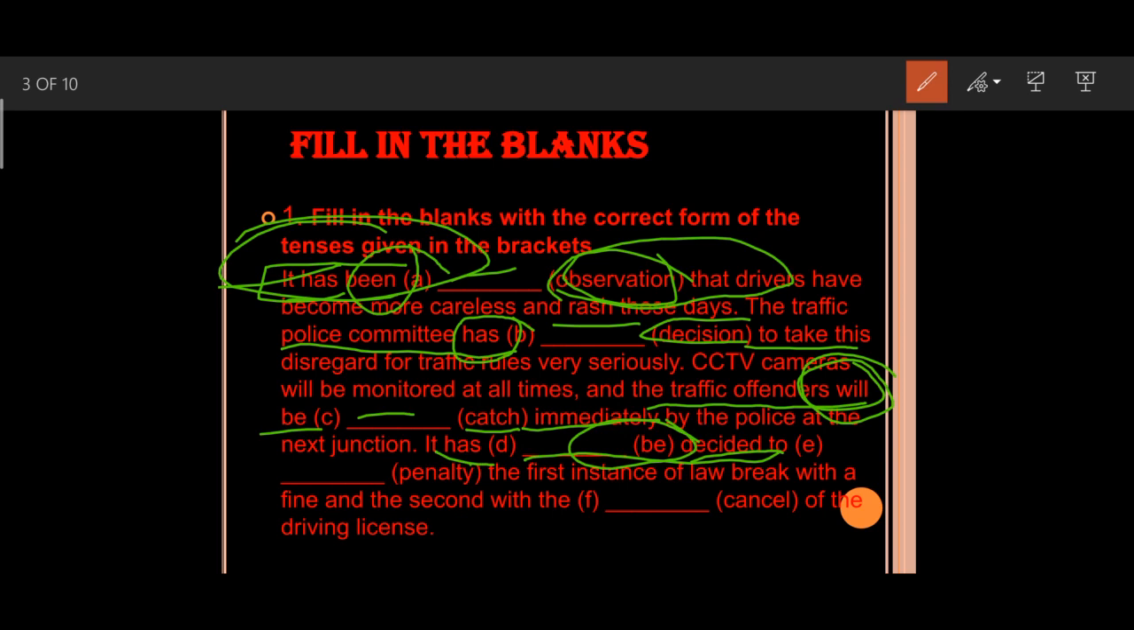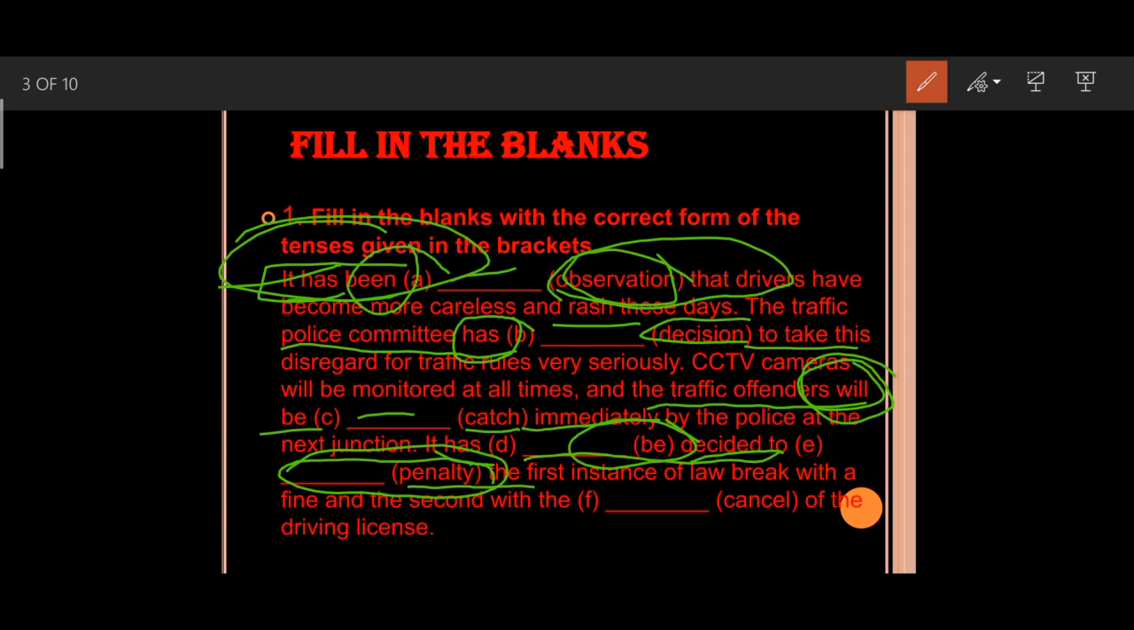Number E. Decided to dash penalty the first instance. Now what makes sense here? Decided to be penalty to first, wrong. Decided to will be penalty the first, wrong. Of course the right answer will be decided to penalize. Penalize is in the future. So what they are saying is, if he is caught, then in the future what will they do? They will penalize. So that's why we are writing penalize.